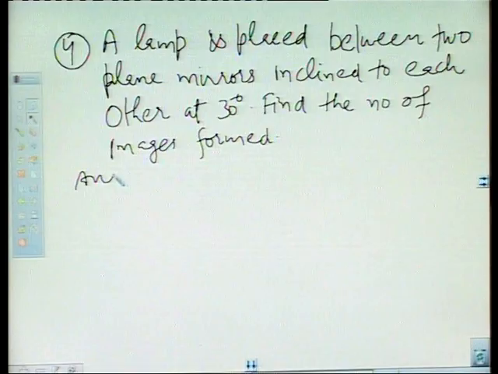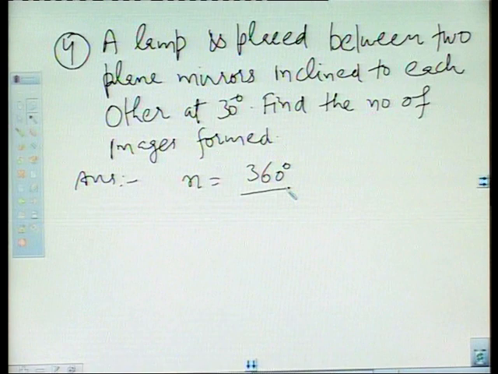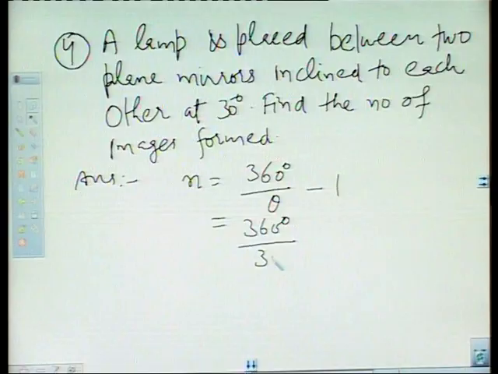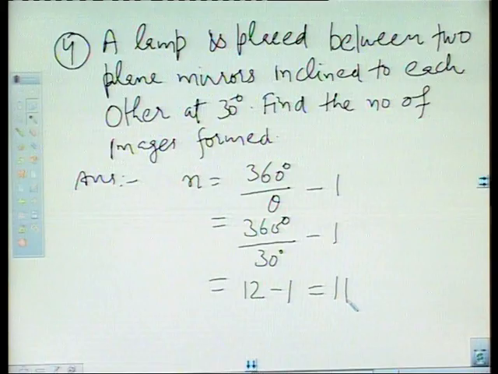Now the answer is, the formula for the number of images formed between two plane mirrors is 360 degree divided by theta minus 1. Theta is the angle between the two plane mirrors. In this case, theta is given as 30 degree. So putting the values, 360 divided by 30 is 12 minus 1, it comes out to equal to 11. So total number of images formed is 11.